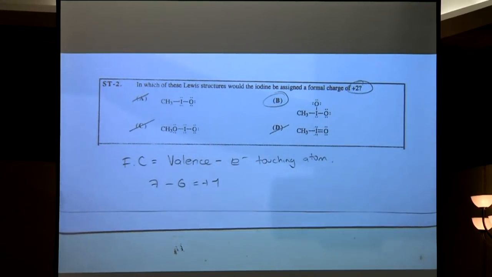Yes. What's up? Whoa, hold on. Let me get closer because I can't hear you. How do I know it's 7? So iodine is in the halogen group. So based on the group of the periodic table, they should give you the periodic table on the exam. Yep. Good question.